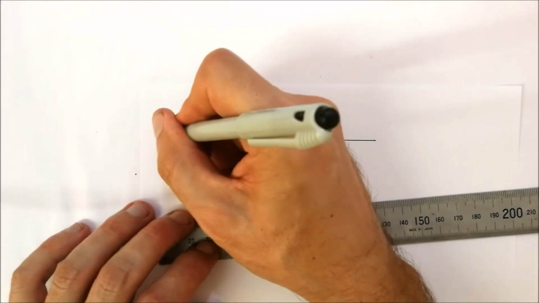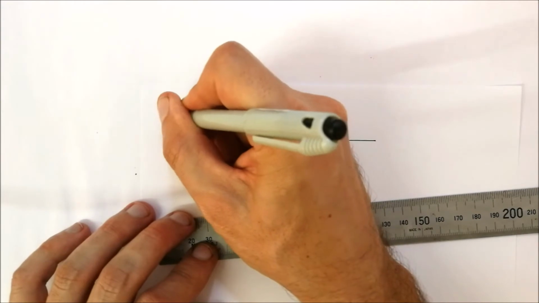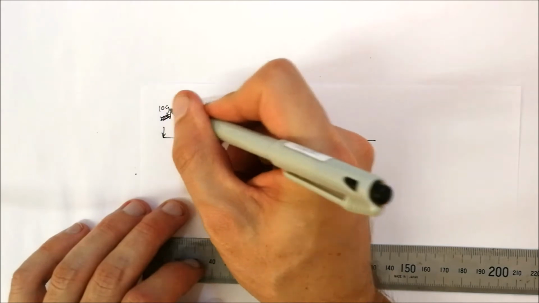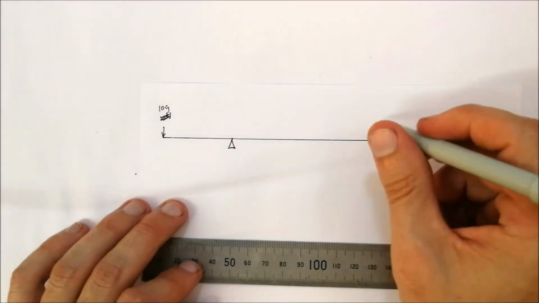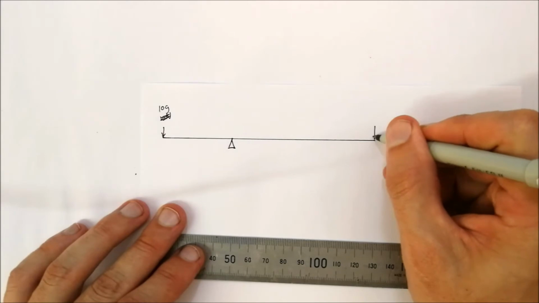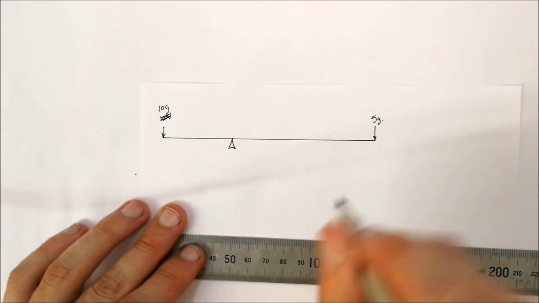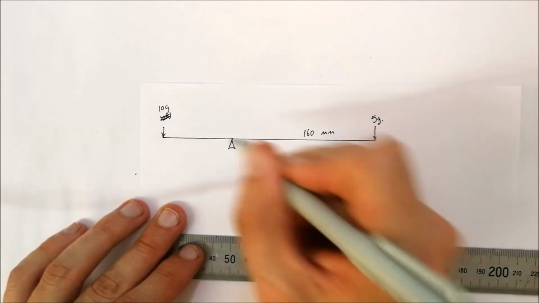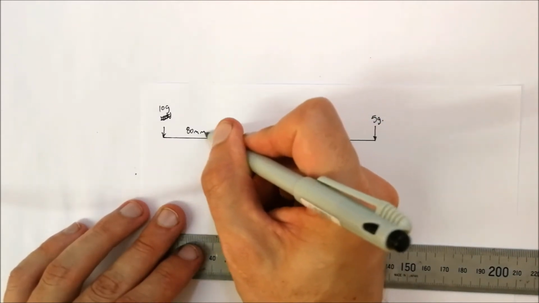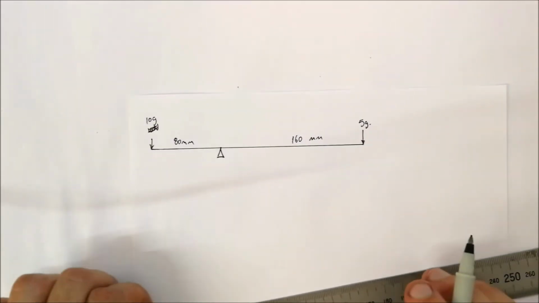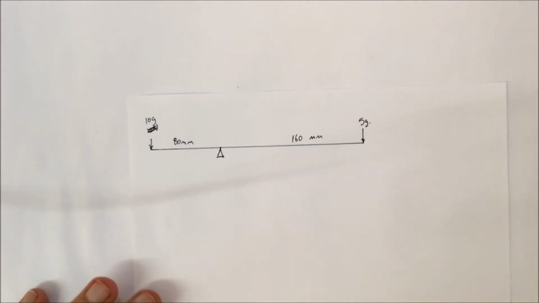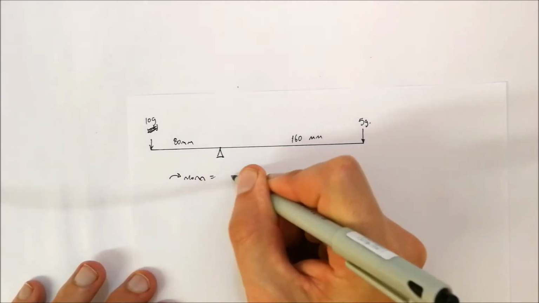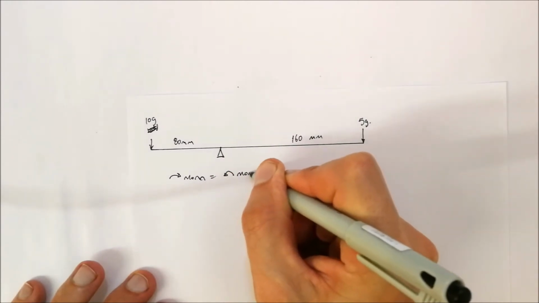Okay, we had 10 grams over there, and over here 5 grams. So this was 160 millimeters and this was 80 millimeters. Now we're going to use the formula that clockwise moments is equal to anti-clockwise moments.